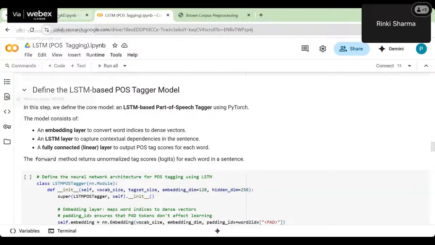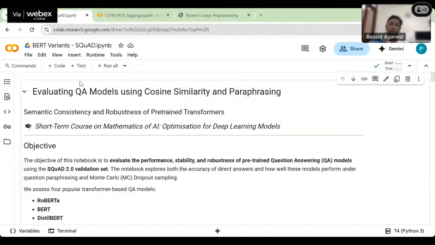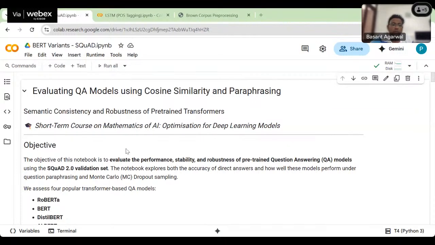Okay, I think BERT will be better, because we have already just seen how we can create BERT from scratch and then use it for sentiment analysis. Now we can see how different variants of BERT can be used for question answering, and then we can complete the remaining.